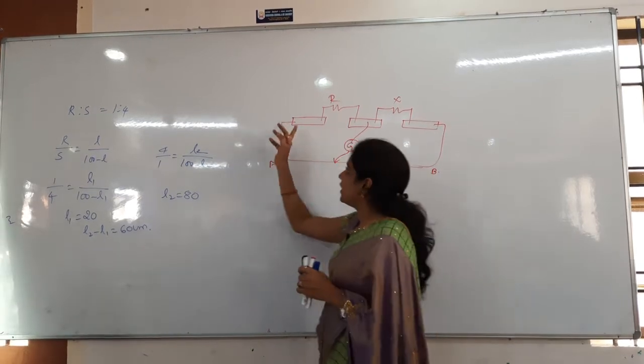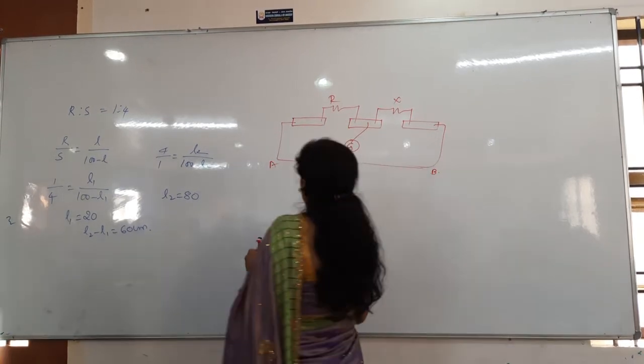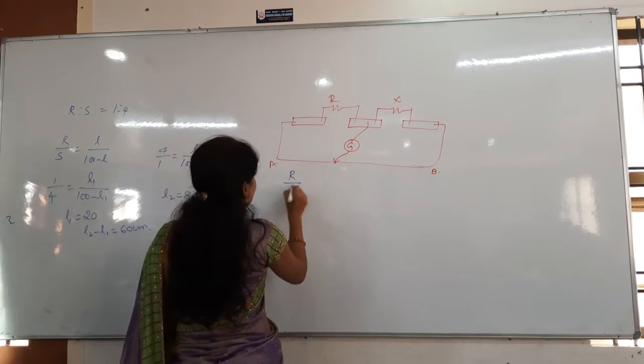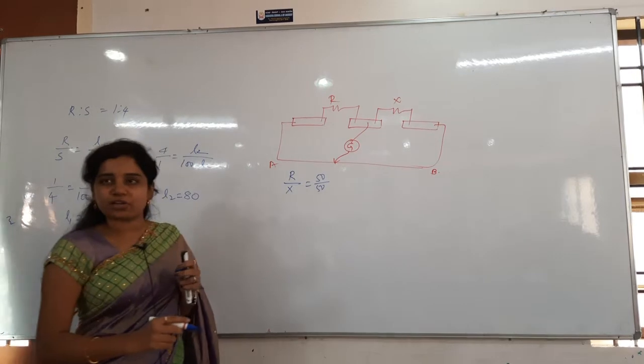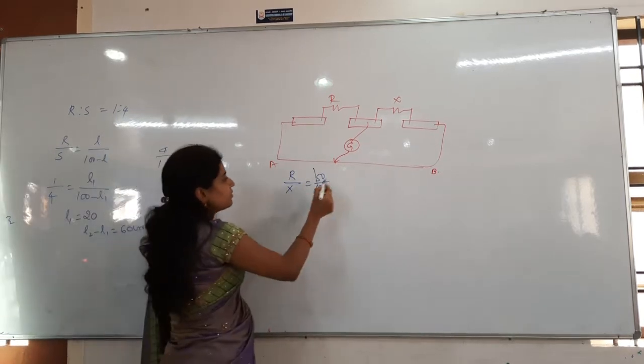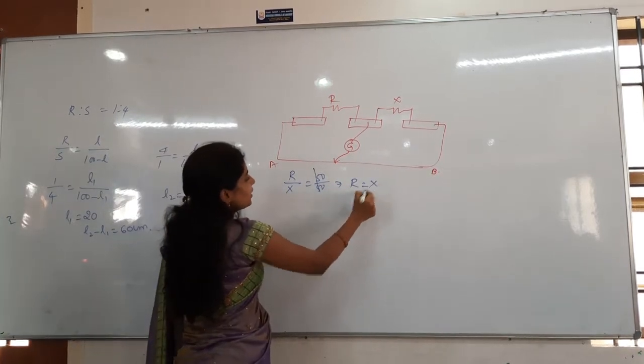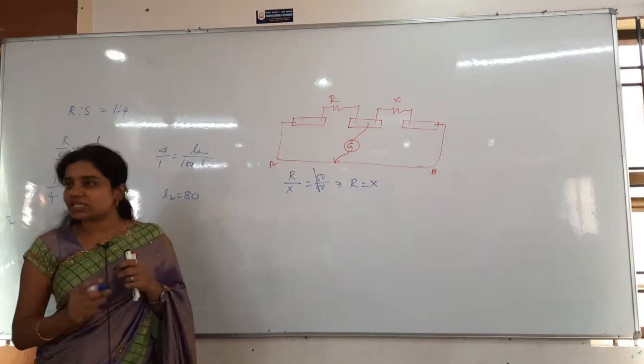So only R and X are there. At that time, R by X is equal to how much? You will get nothing but 50 by 50, exactly at the midpoint of AB they are saying. So here, R is equal to how much can I write? X. Now the initial case is finished.